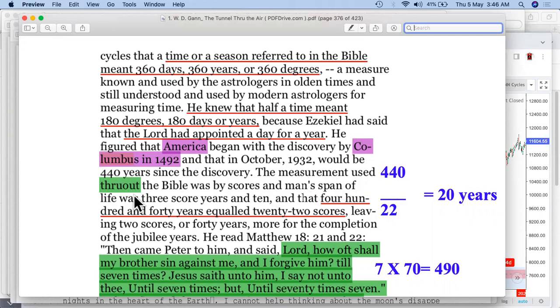The measurement used throughout the book, the Bible. Now, the spelling of "throughout", if you see, is something suspicious. The Bible was by scores, and man's span of life was 60 years and 10, and that 440 years equal 22 scores. So every score is of 20 years, leaving two scores or 40 years more for the completion of the Jubilee year. Now, what is this Jubilee year? Nothing specifically as such has been mentioned.